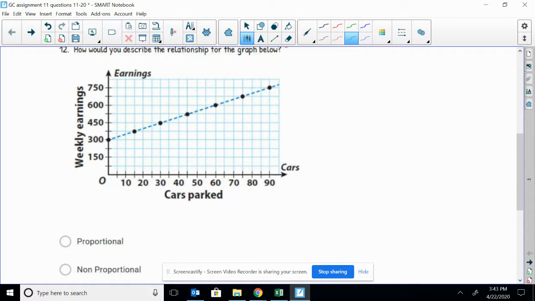Now moving to 12, how would you describe the relationship in the graph below? We know in order to be proportional, it has to go through 0, 0. Since it does not go through our origin here, we know it is non-proportional. So our answer there is non-proportional.